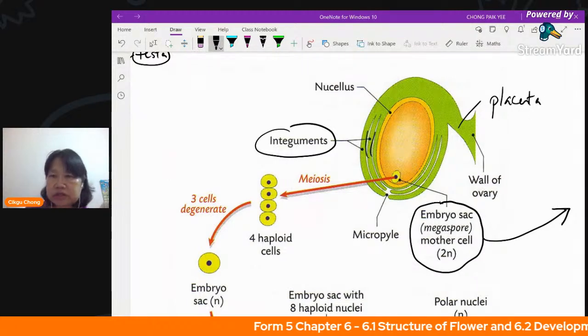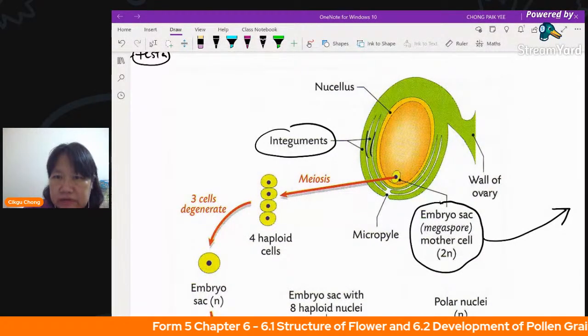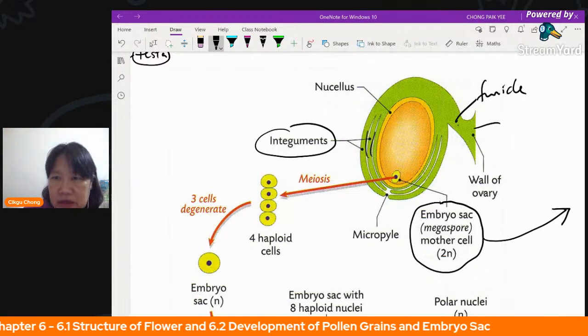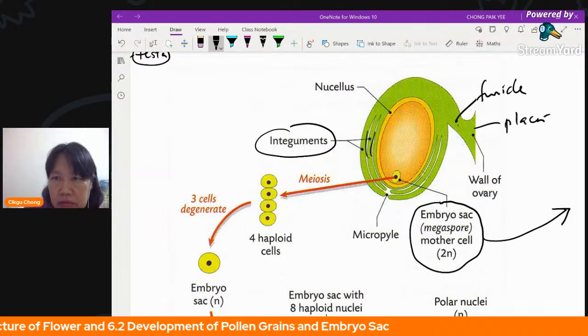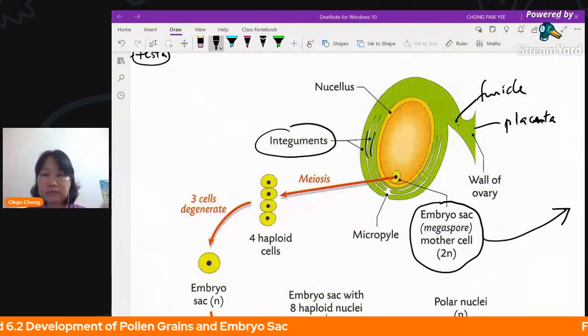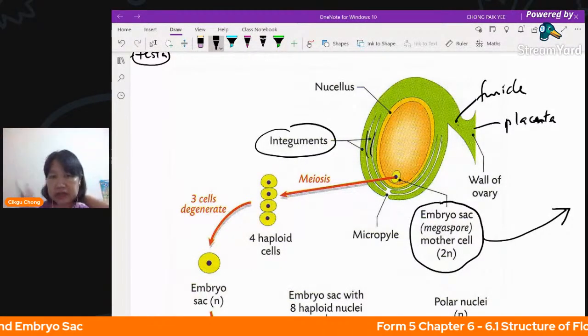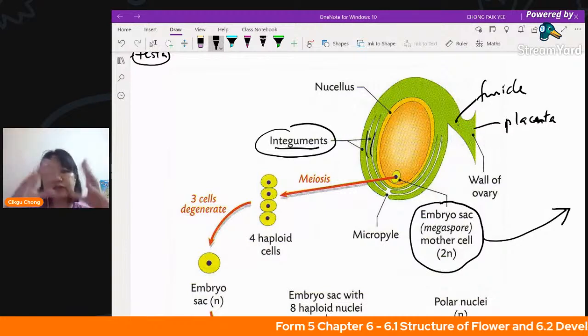Okay, placenta. Oh no, actually this is the funicle. This one, funicle. And further up, this is the placenta. Okay, funicle, placenta. Okay, this whole thing is the nucellus. So nucellus has got many layers. You have seed coat, it covers this whole thing.